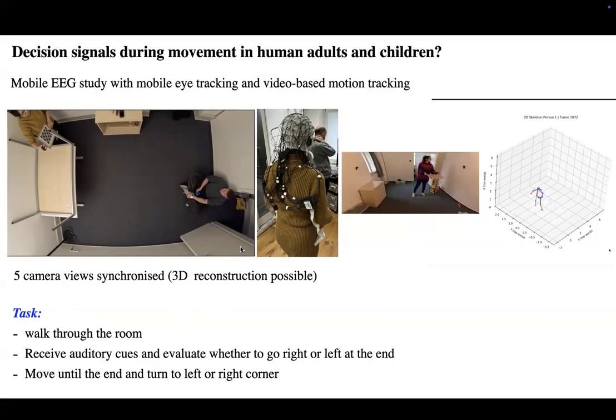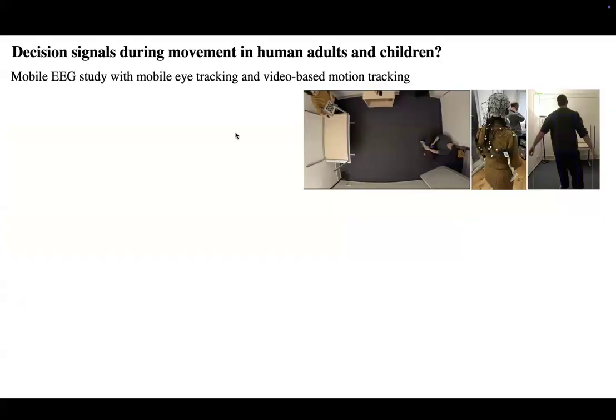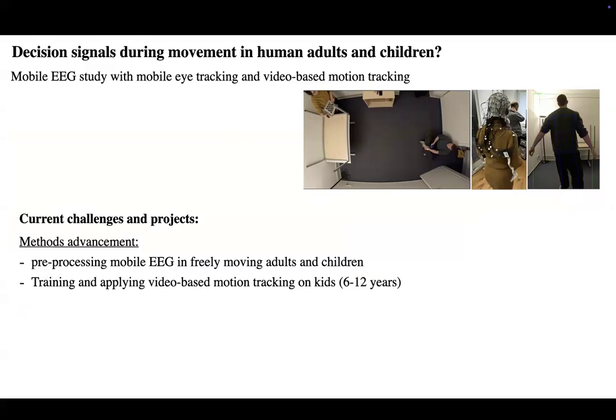And the first task for this will be that they again walk through the room. They will receive now auditory cues and they will have to evaluate whether they have to go left or right towards the end of the room. And then they have to move until the end and then turn to the corresponding corner. And here now the question for us is, can we extract now decision signals during movements in human adults and children using mobile EEG? That has just not been shown so far and we just don't know.